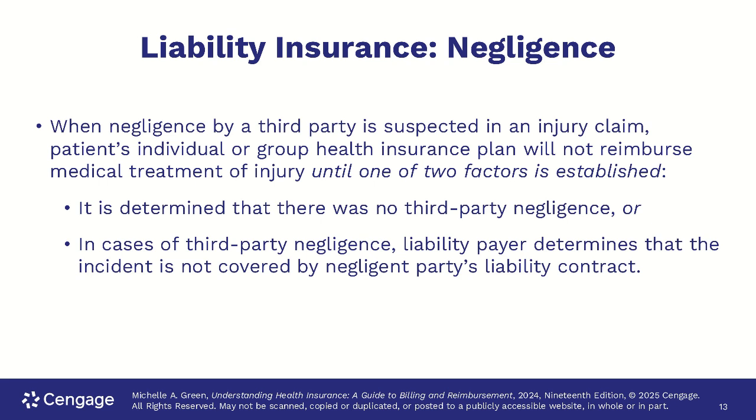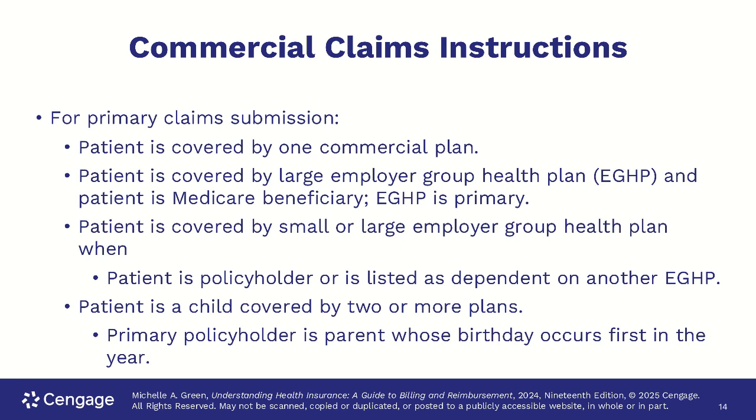Negligence. When negligence by another party is suspected in an injury claim, the individual or the group health insurance plan will not reimburse the patient for medical treatment of the injury until one of two factors is established. Number one, it is determined that there was no third party negligence, or in cases when the negligence did occur, the liability payer determines that the incident is not covered by the negligent party's liability. So it's one of these two factors.